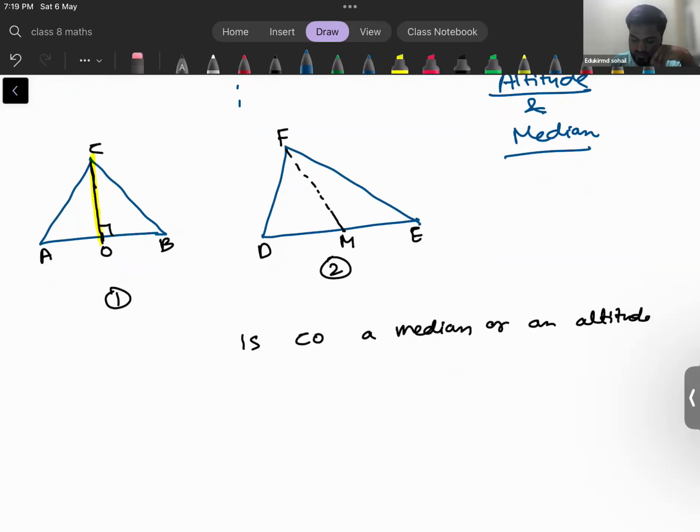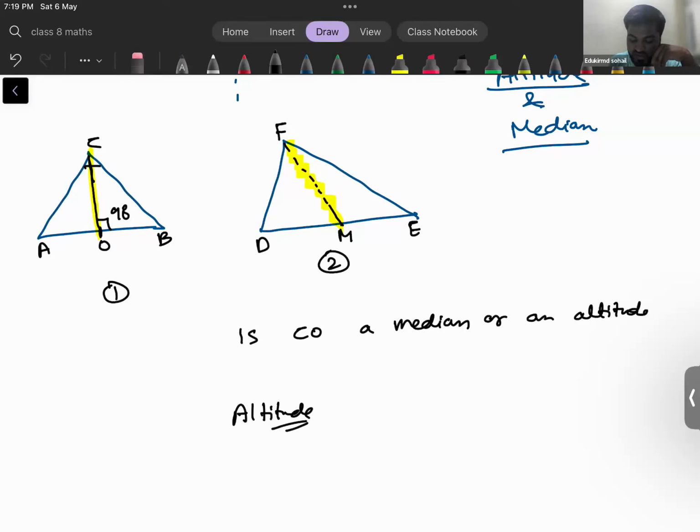No, that is wrong. Actually, this FM is a median. This FM which you see here, that is actually a median. Because you see, in a triangle, the line joining the opposite vertex and the opposite side, which meets that side at an angle of 90 degrees, is called an altitude. So this is 90 degrees here. And in the second figure, you will see that this FM is not at an angle of 90 degrees, right? It is slightly more than 90 degrees. So here, the median is dividing the side DE into two halves. Both GM and ME are equal here. Right, Ifra?